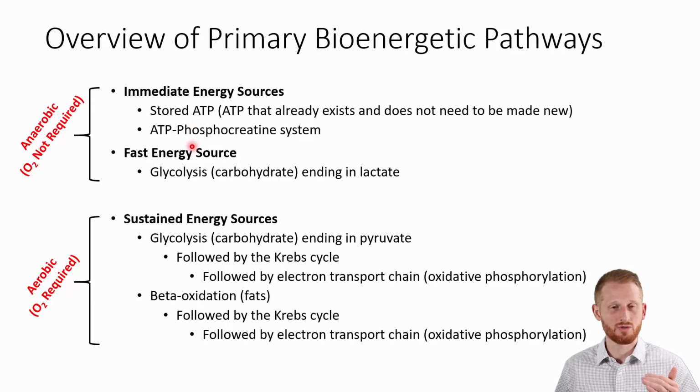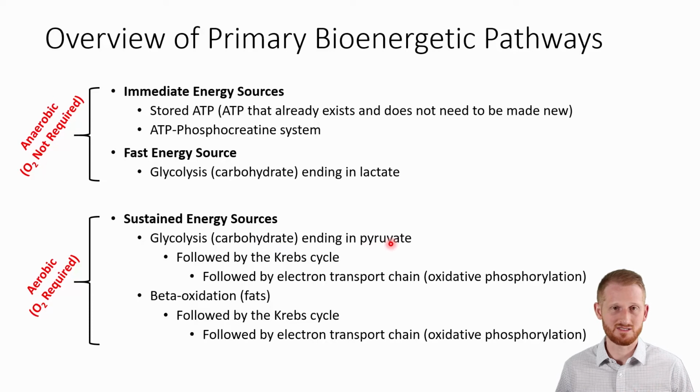All right, and then we go to our fast energy sources. So now we're not quite as quick as being immediate, but still very, very quick. And this is going to be glycolysis. This is the system that breaks down carbohydrate, ending in lactate if it's anaerobic metabolism. And if we have aerobic metabolism keeping up with the energy needs, then we have glycolysis that ends in pyruvate.